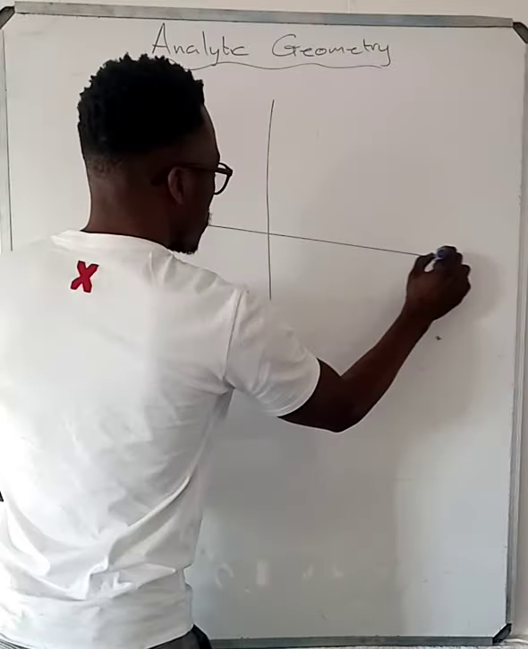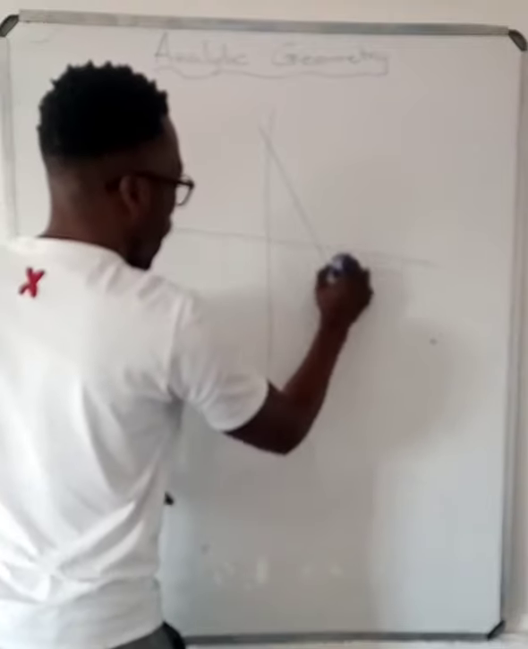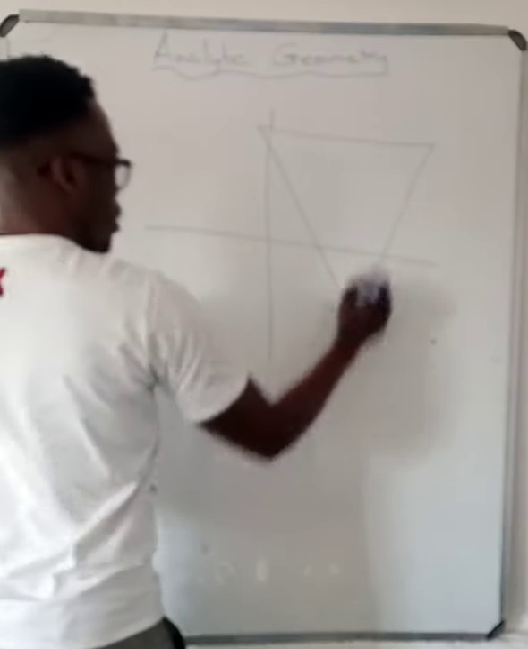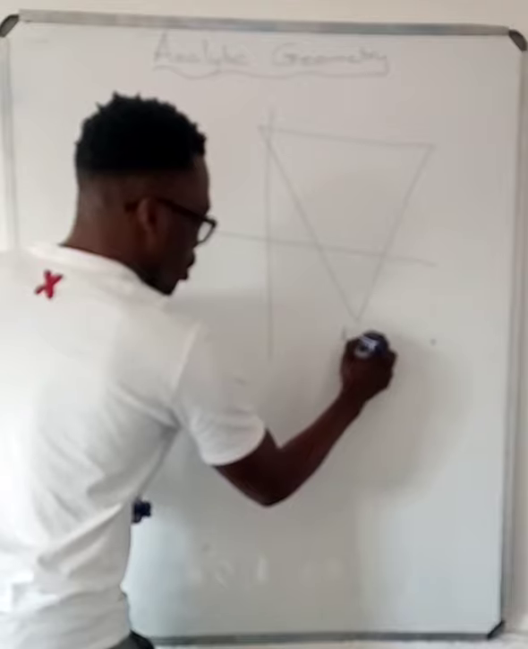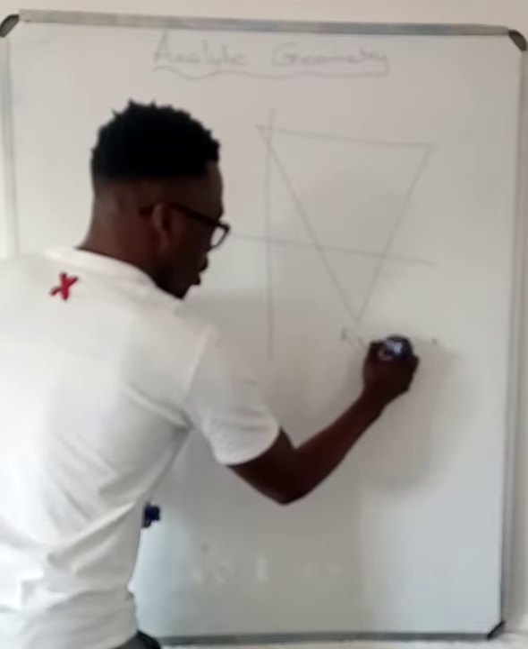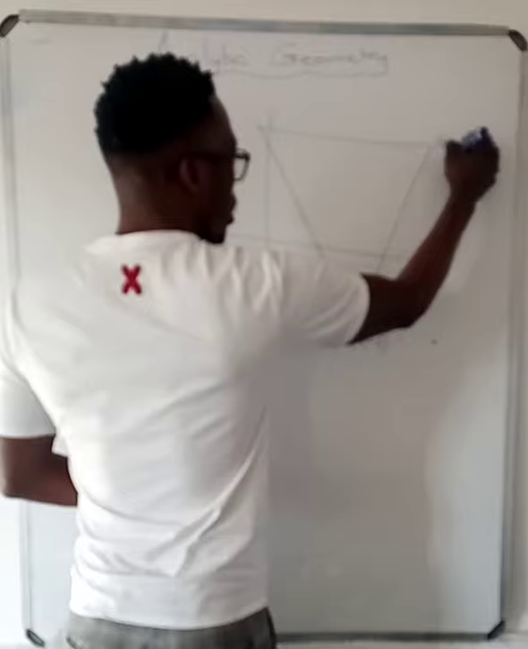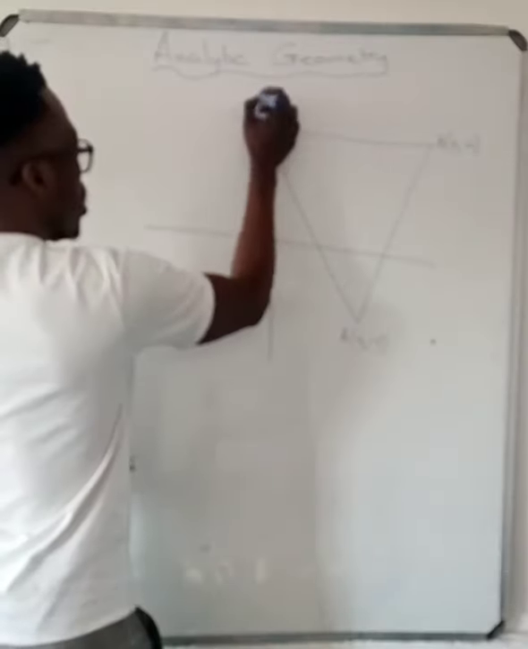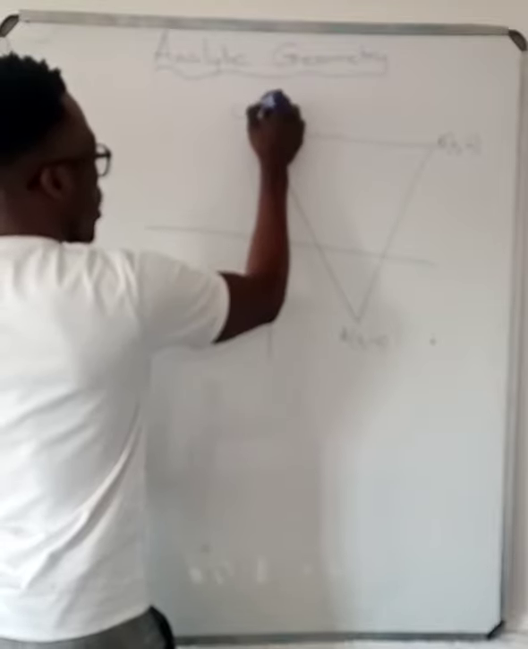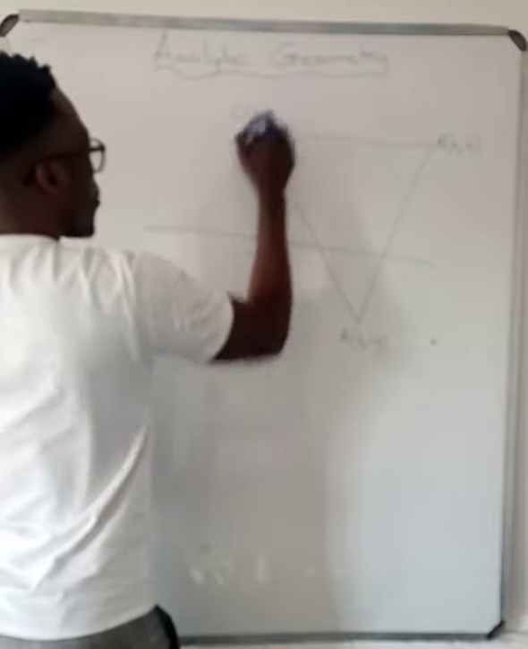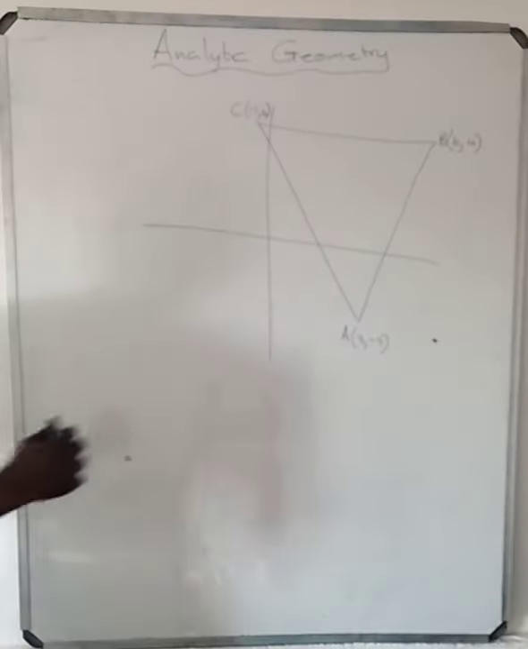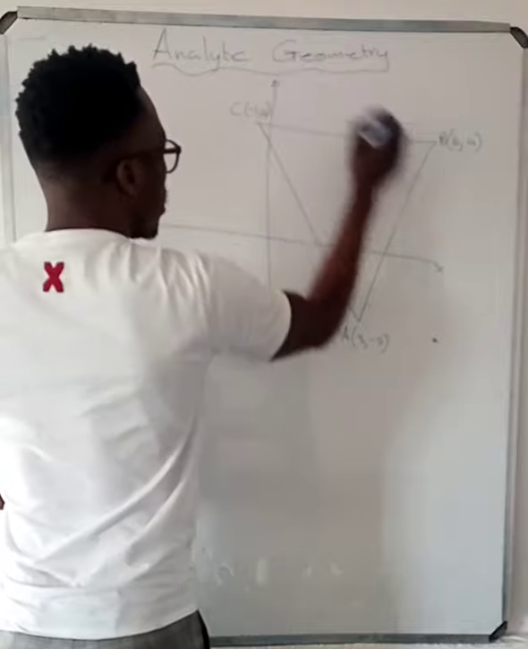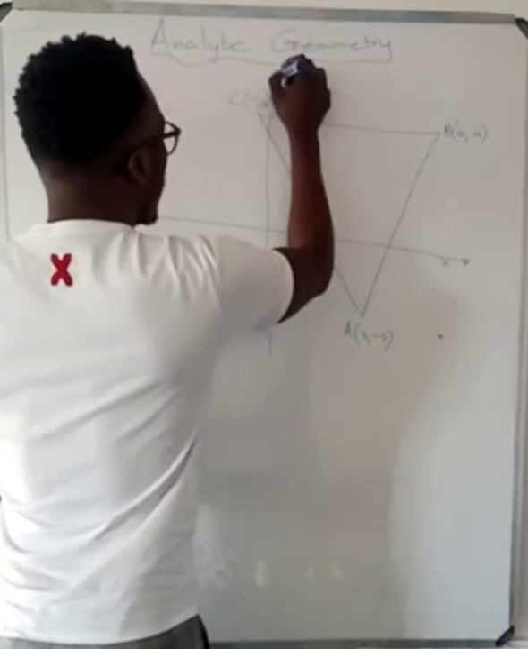A question: A is (3, -5), B is (6, 4), C is (-1, 4). We are given the number X and Y.